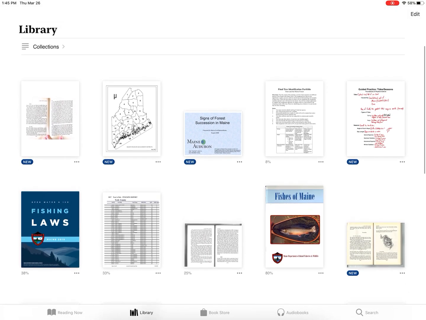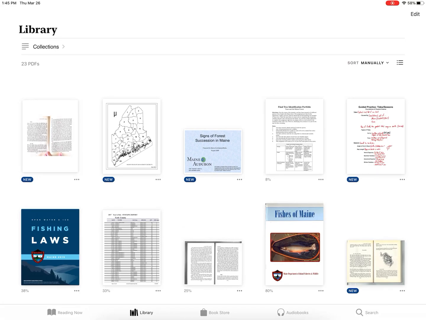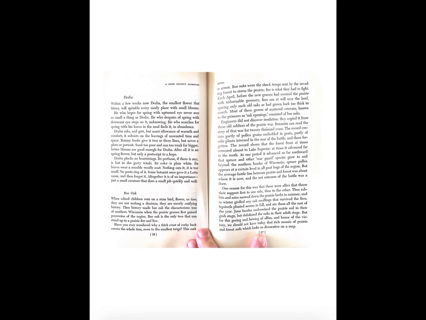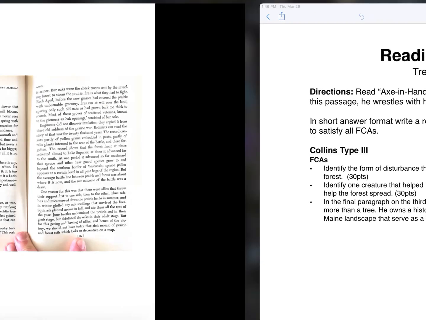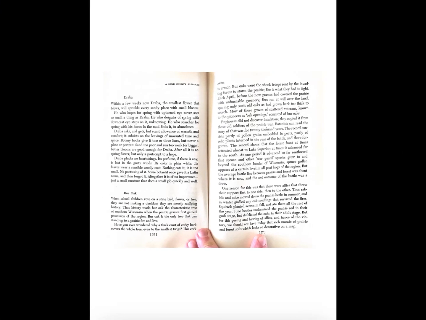If I were you, I would upload the PDF I posted for the reading into iBooks, which I've already done. And that way you can have the reading open in one app and you can flip back and forth and you can look at your actual assignment that we're going to work on, the Bur Oak reading and reflection. You can upload that to Notability and work on it the way I've got it set up here. So I'm in Notability, I can quickly swipe, boom, right back to iBooks, and I can check my reading.